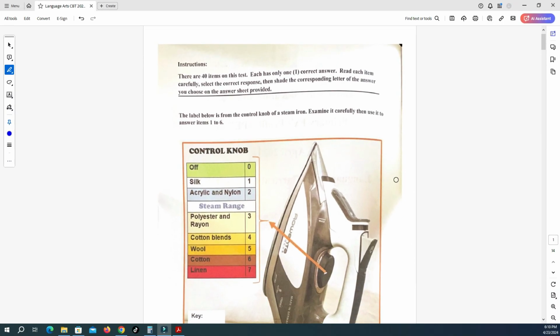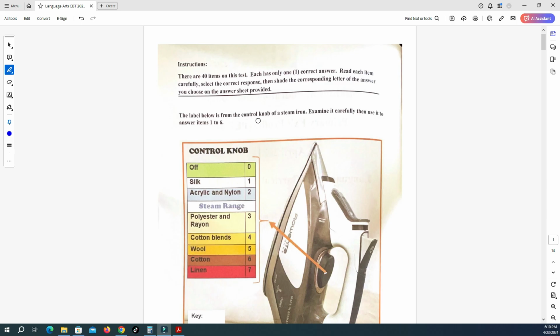Let's see, the instructions are there are 40 items on this test. Each has only one correct answer. Read each item carefully. Select the correct response, then shade the corresponding letter of the answer you choose on the answer sheet provided. Okay, it's clear instructions.